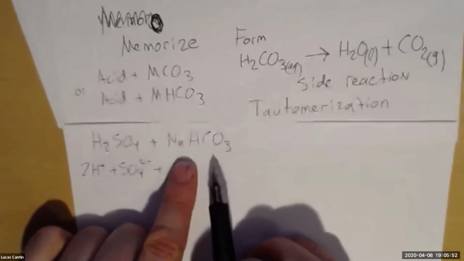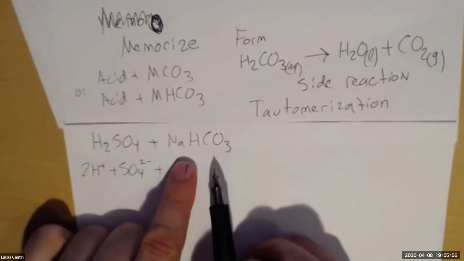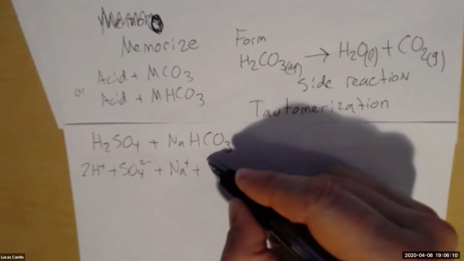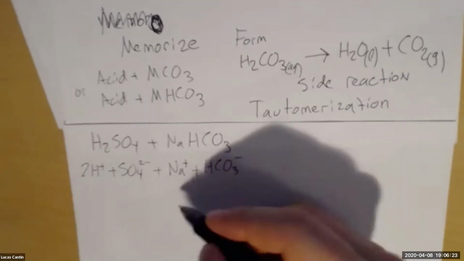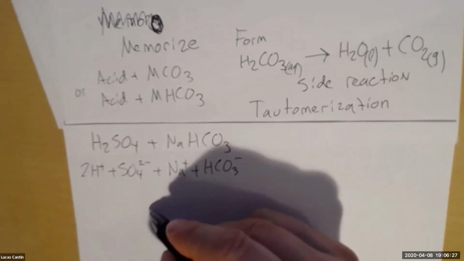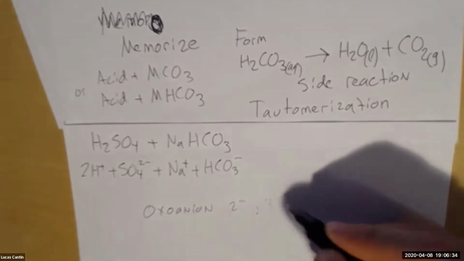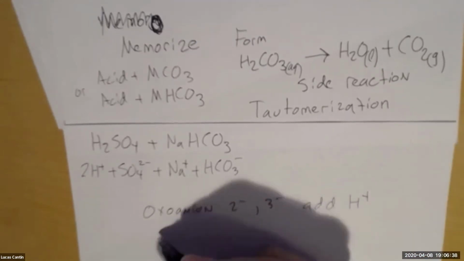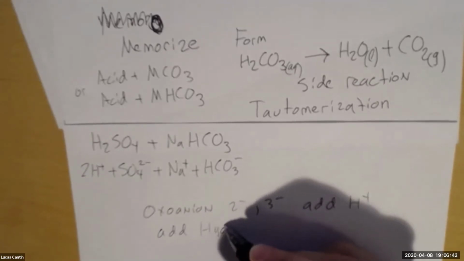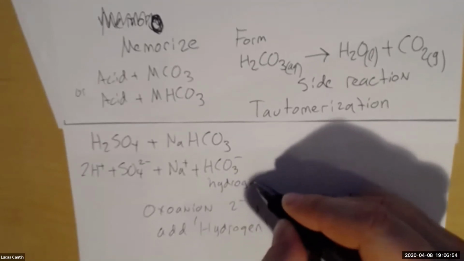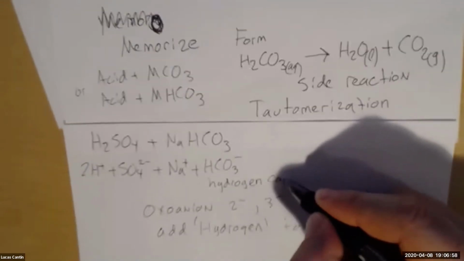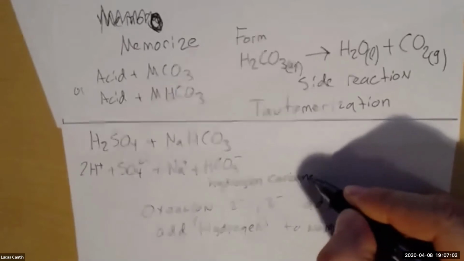Ah, tricky one. What does this break apart into? Sodium, good, sodium metal, and hydrogen carbonate. Remember when we talked about naming, if I have an oxo anion with 2 minus or a 3 minus, I can add H plus to it, and I add hydrogen to the name. So let's do some naming too. This one is simply called hydrogen carbonate. In older books, they call it bicarbonate, but in the modern naming system, we just add hydrogen to the name, right?